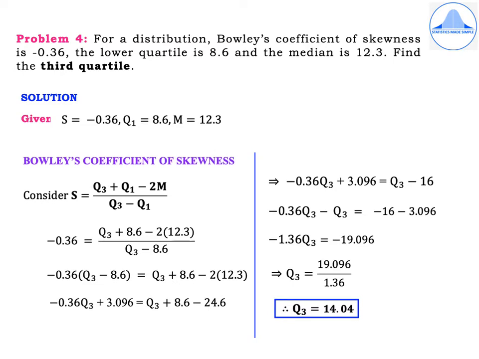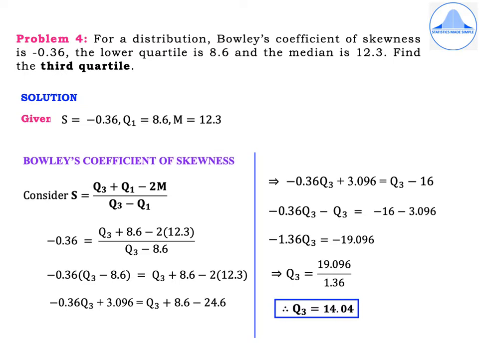Now write the formula for Bowley's coefficient of skewness. So consider S equal to Q3 plus Q1 minus 2M divided by Q3 minus Q1. Substituting all the values which we know, we get minus 0.36 is equal to Q3 plus 8.6 minus 2 into 12.3 divided by Q3 minus 8.6. Then you have to cross multiply. So you'll get minus 0.36 into Q3 minus 8.6 is equal to Q3 plus 8.6 minus 2 into 12.3.